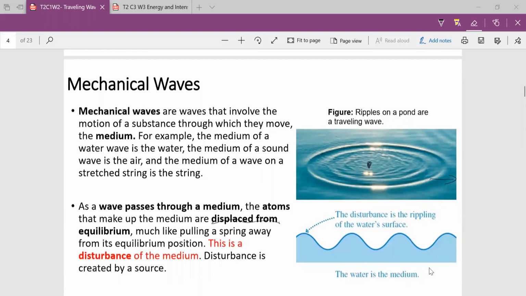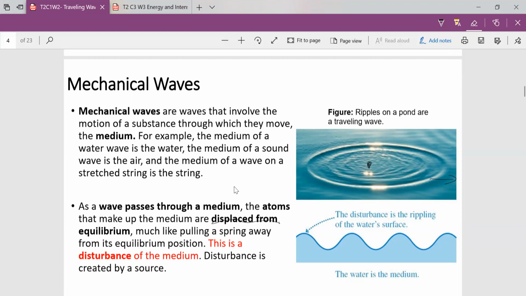Mechanical waves are waves that involve the motion of substance through which they move, that is the medium. For example, the medium of the water wave is the water, and the medium of the sound wave is the air. The medium of a wave on a stretched string is a string, okay?